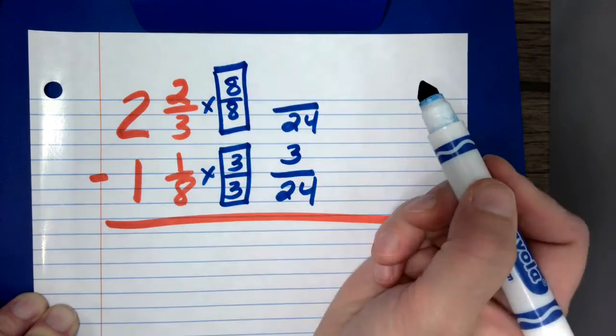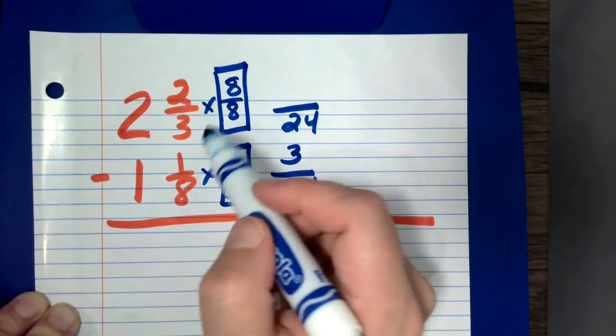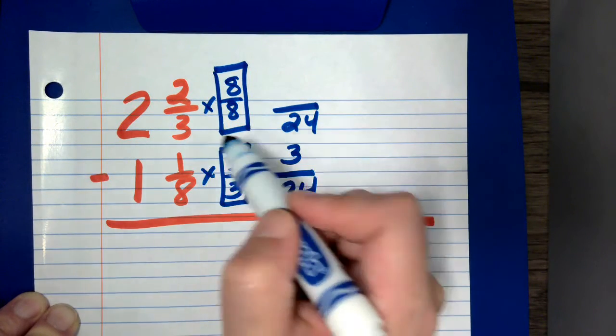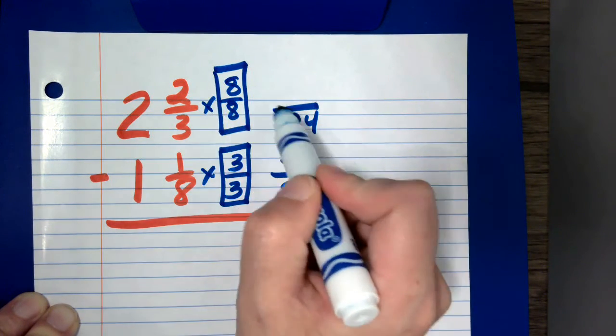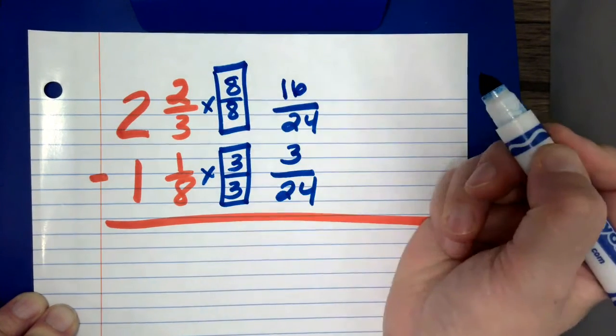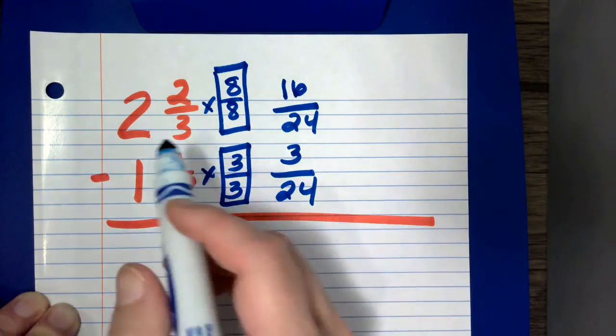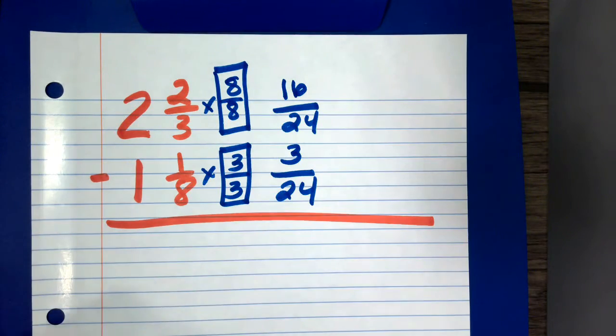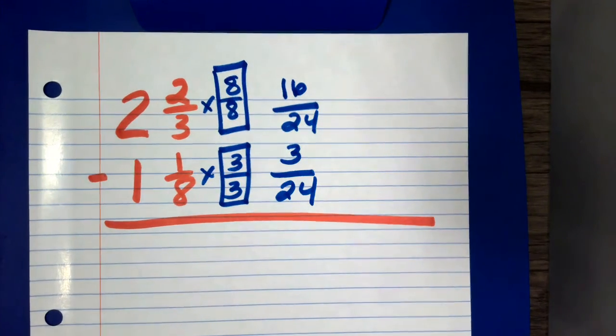Again, I'm just really multiplying by 1 to get an equivalent fraction. 8 over 8 is the same thing as 1. 3 times 8 is equal to 24. 2 times 8 is equal to 16. Okay, so I have my equivalent fractions. I'm going to bring over my whole numbers, and I'm going to just put them in a different color.